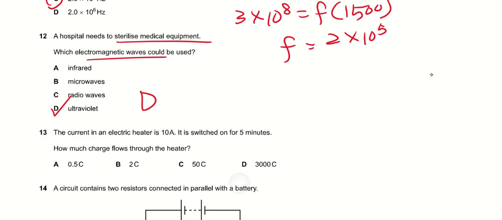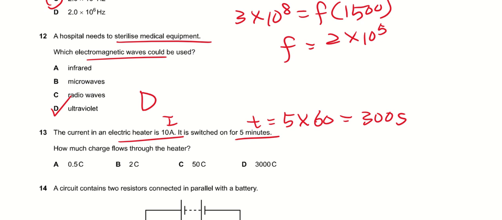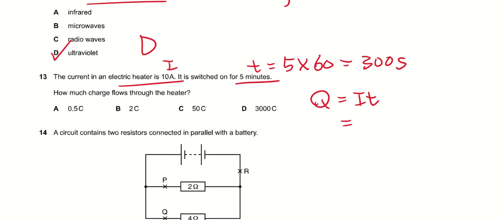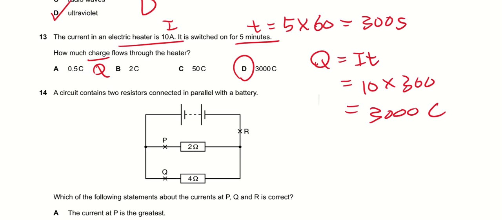The current in an electric heater is 10 ampere. It is switched on for 5 minutes. Be careful, this is a trick because we will need to use the time in SI unit of seconds. How much charge flows through the heater? Basically, Q equals to IT. It is a SI unit formula. So charge is Q, I is 10 multiplied by 300. I'll get 3000 coulombs. So answer is D.